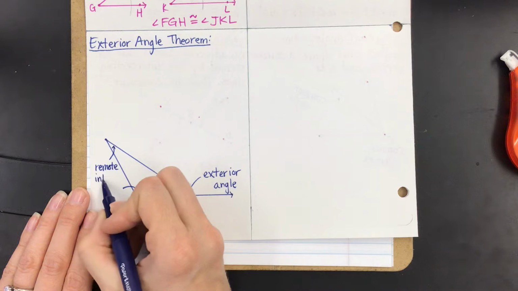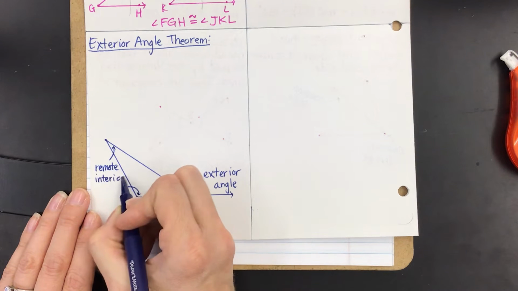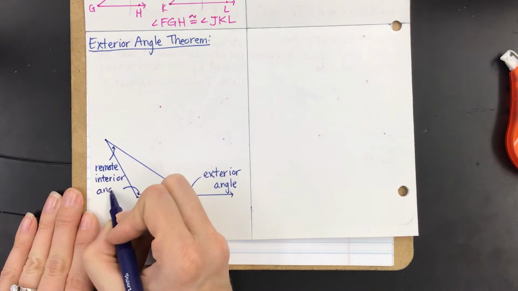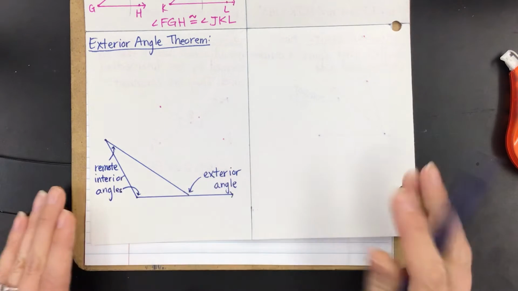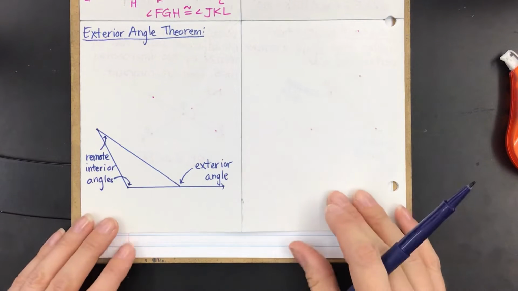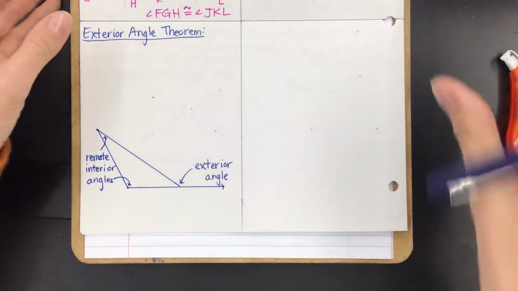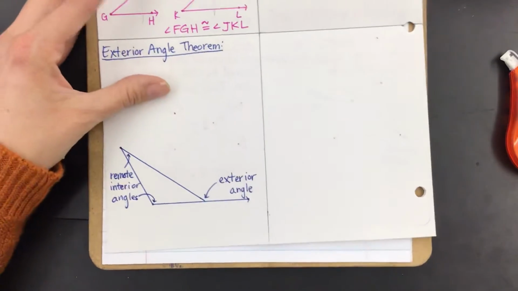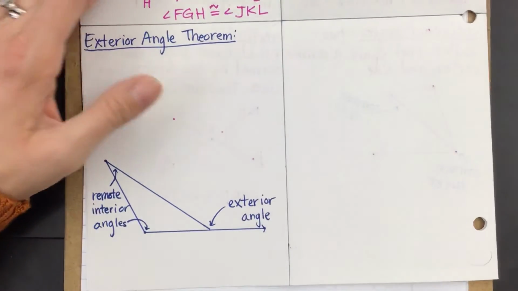Remote interior angles. So if you can label your sketch, then you'll understand the theorem a little bit better when I'm talking about these types of angles.